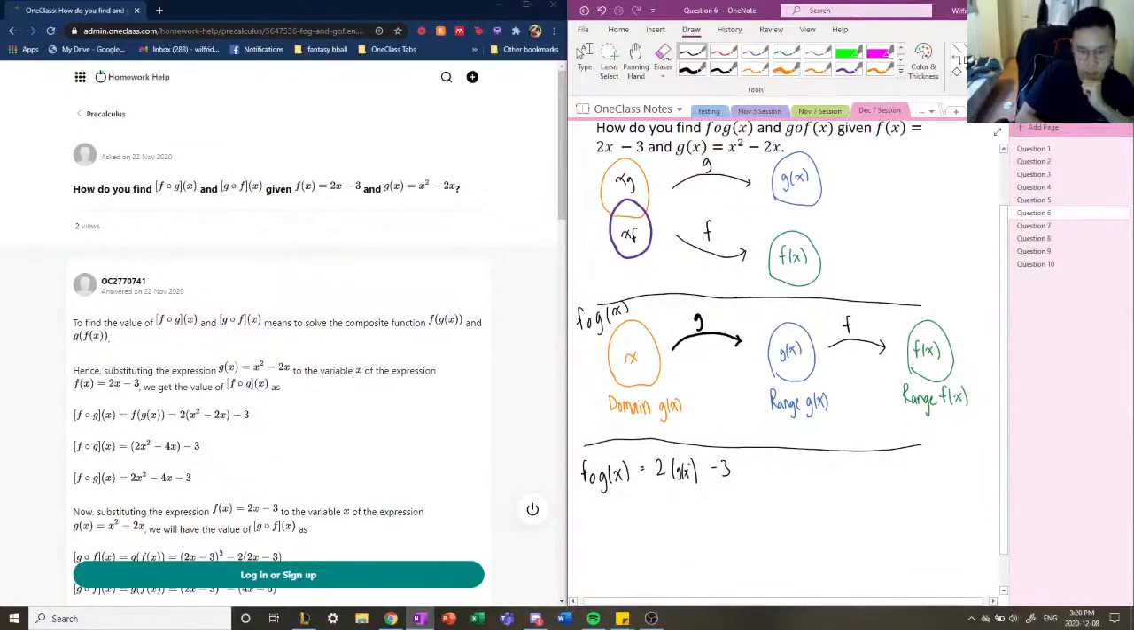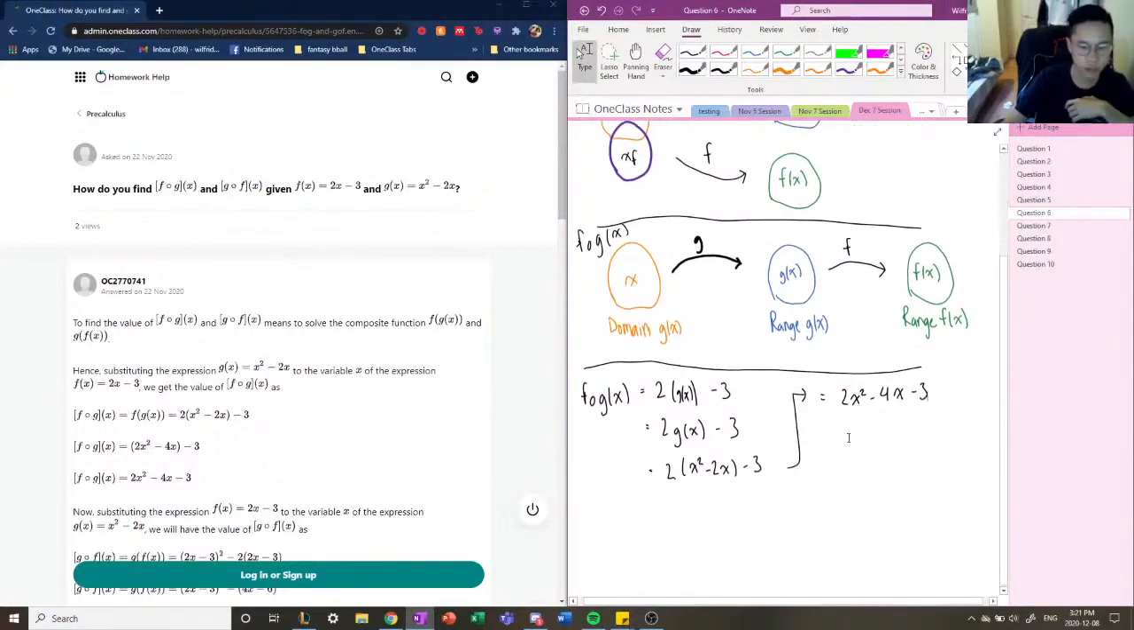Okay, so we can write g of x. So f of g of x is 2 times g of x minus 3. So now that we have established that, we can just sub in g of x, right? So that's going to be 2 times x squared minus 2x bracket minus 3. And if we were to expand that, we would get 2x squared minus 4x minus 3. So we see here now that we have gotten a quadratic function from the compositional function f of g of x. Okay, cool. What if we did it the other way around?